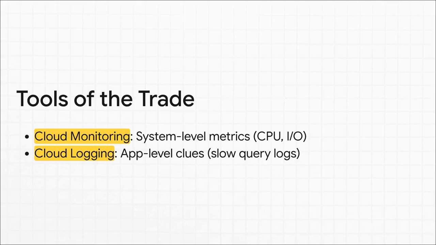This gives us that high-level crime scene view. Is the CPU totally maxed out? Is the disk I/O just screaming for help? Then, once we have a lead, we use Cloud Logging to zoom in and find the fingerprints. Things like slow query logs that tell us exactly which database operations are the culprits.